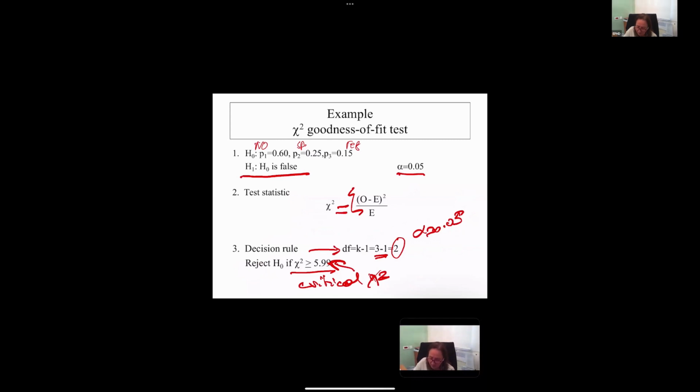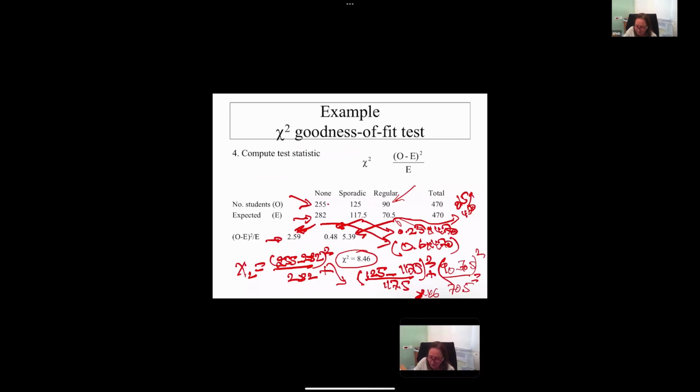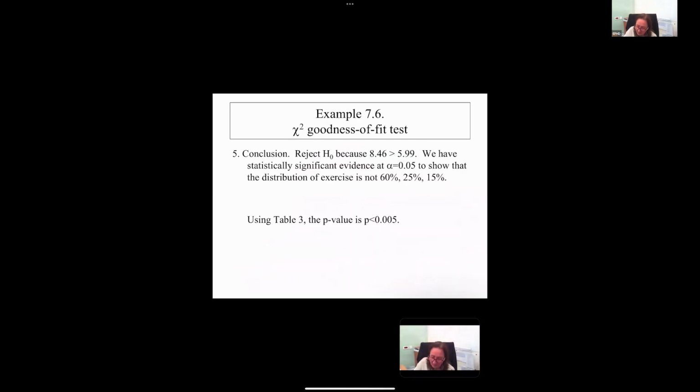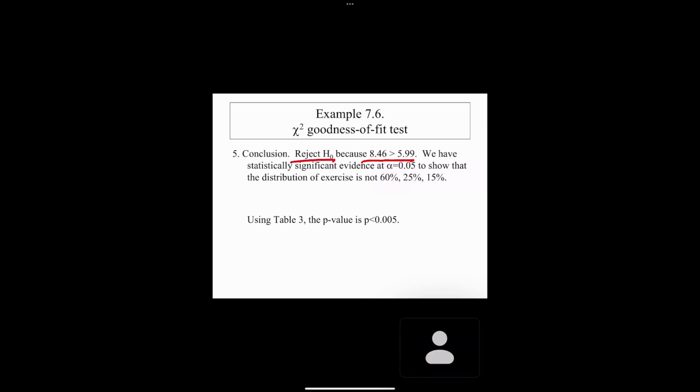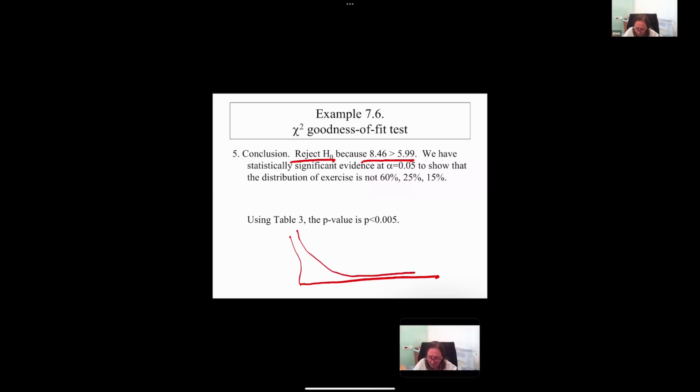What was the critical value? It was 5.99. So is it greater, less? Since 8.46 is greater than the critical value of 5.99, remember always, if the test statistic value is greater than your critical value, this means you reject H0. Professor? Yes. So we test the statistic for each category, right? And then we add them all together to get the chi-square. Yes, it's the summation of all the observed minus expected squared over expected.